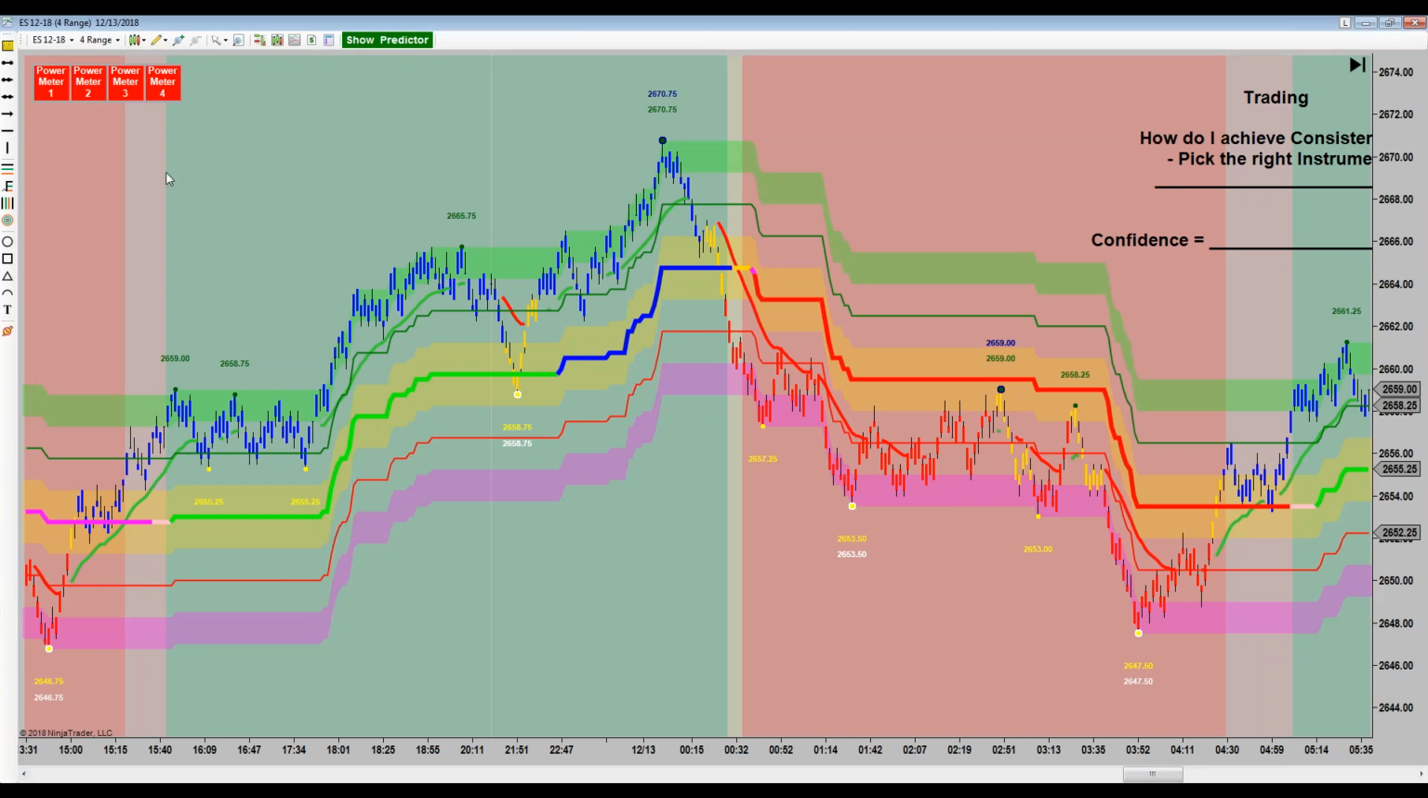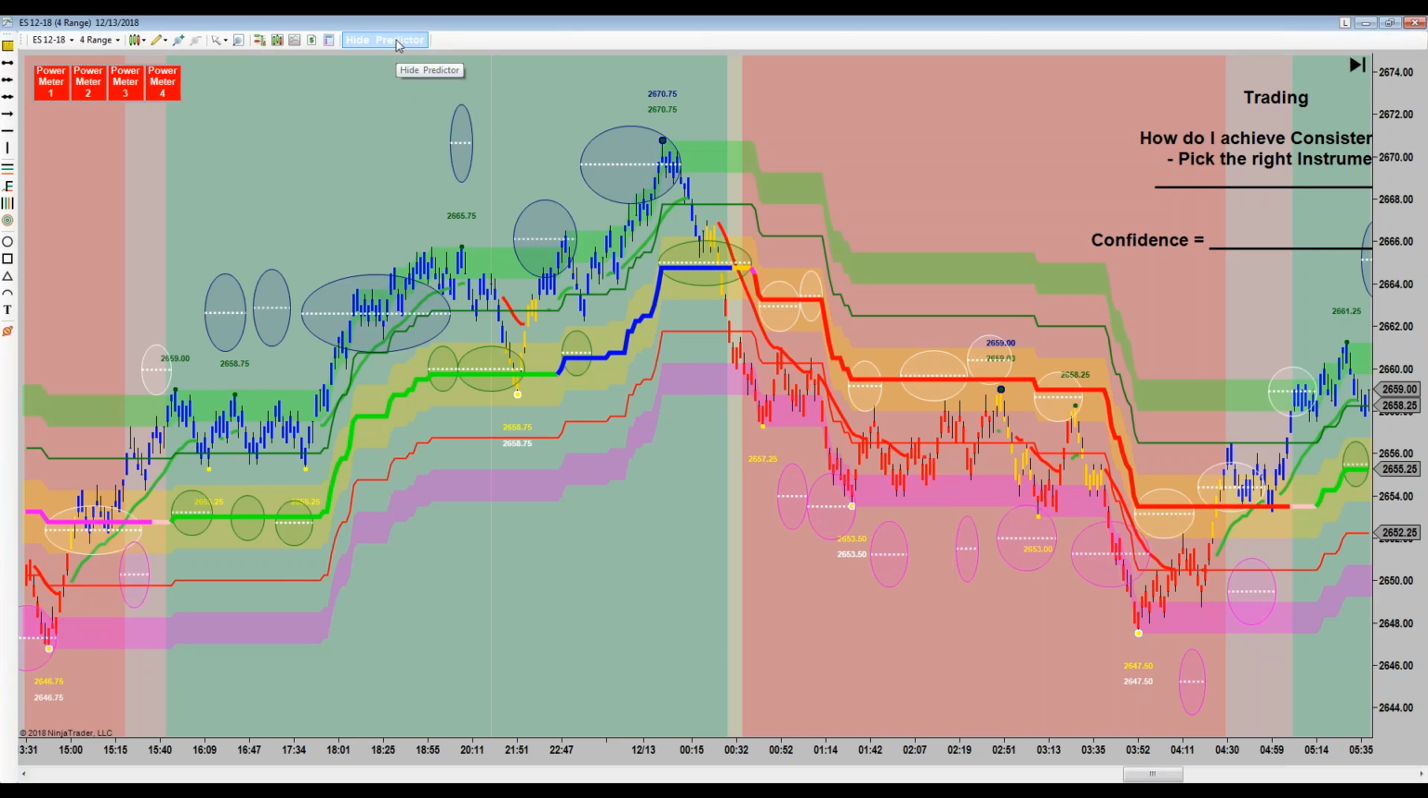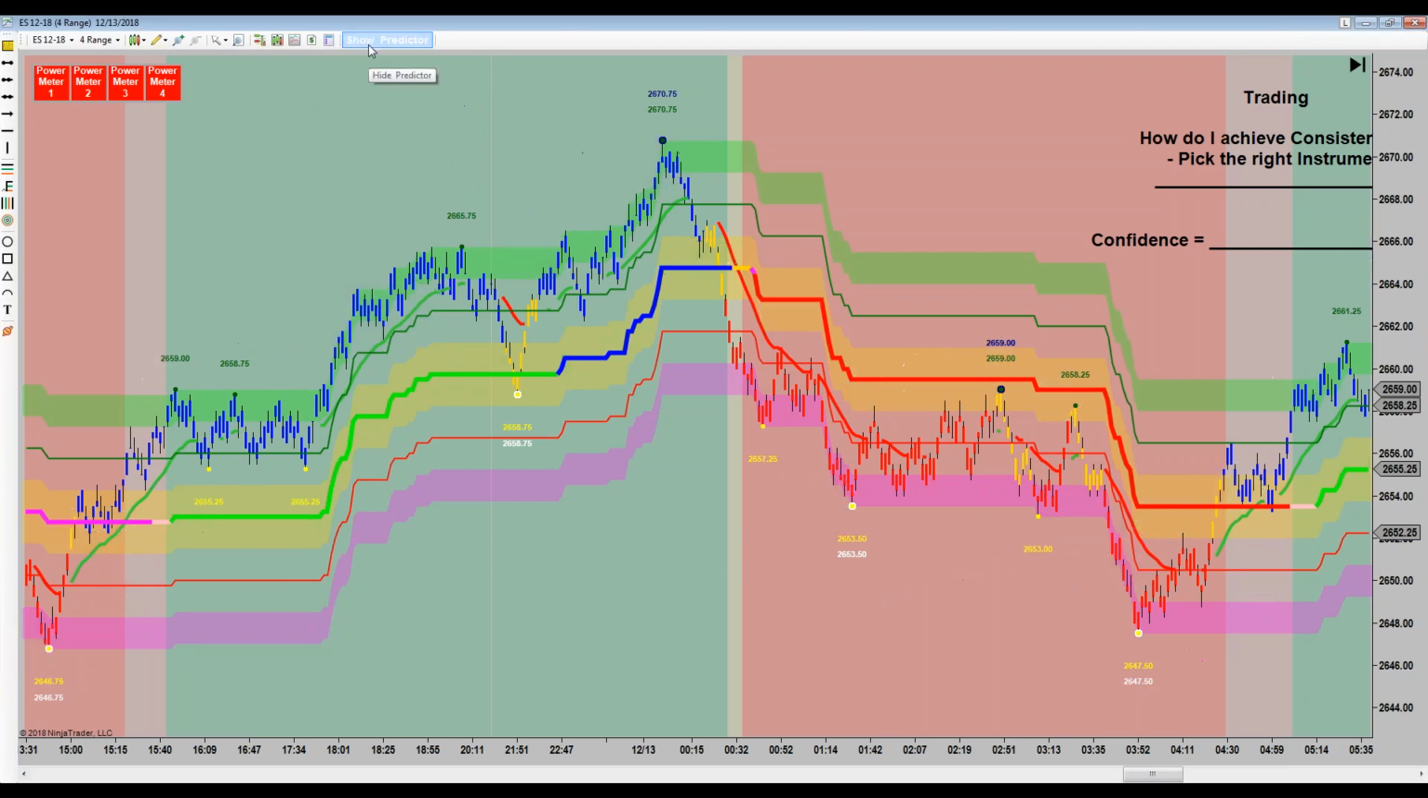Now, of course, we have the power meters, which are the various longer and shorter term, the 4 different trends on the chart. They turn green and red according to wherever you are in a trend cycle. And of course, we have predictors, which are the real-time support and resistance levels. When a market is sideways, they will go sideways. They're the little bubble-looking things here, showing support and resistance. And when they're trending up, they're going to stair-step up. With the market trending down, they're going to stair-step down. It's pretty straightforward. Toggle those on and off if you want.